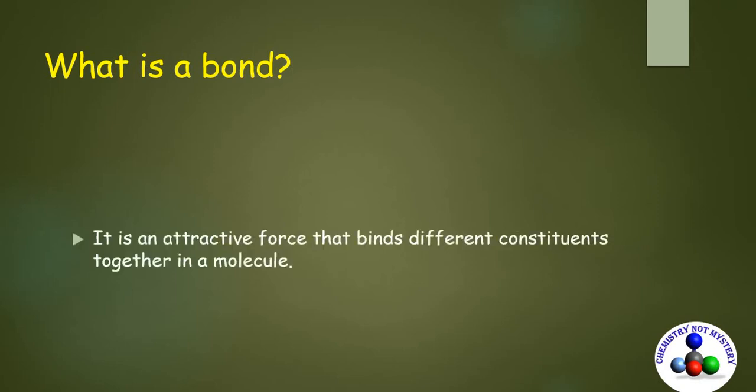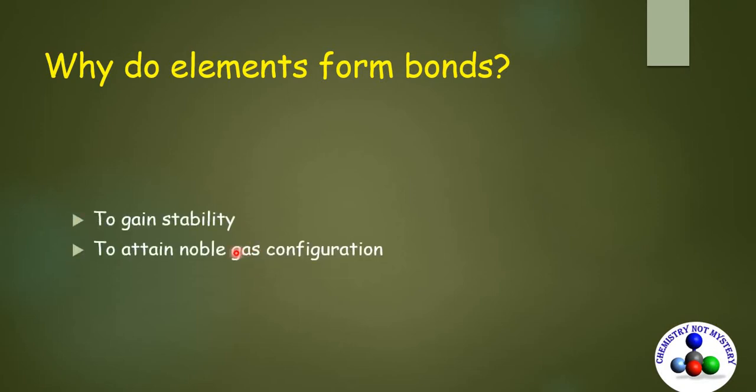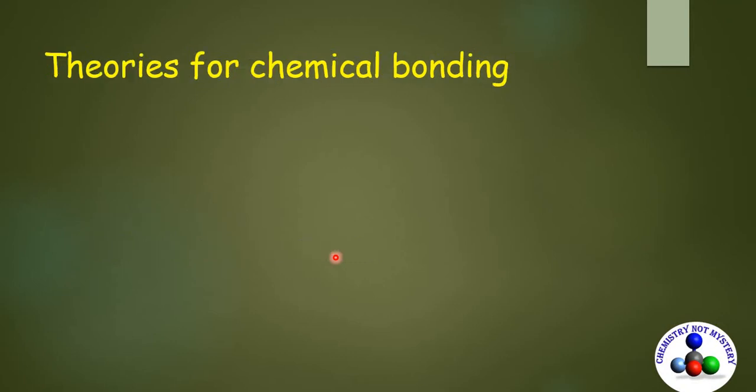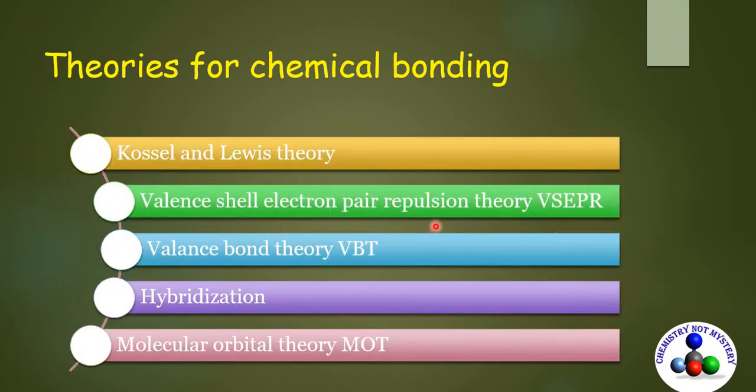So, what do you understand by a bond? It is an attractive force that binds different constituents together in a molecule. But why do elements form bonds? They form bonds to gain stability or to attain noble gas configuration. There are a number of theories to explain the nature and formation of chemical bonds, and these are Kossel-Lewis theory, valence shell electron pair repulsion theory VSEPR, valence bond theory VBT, hybridization theory, and molecular orbital theory MOT.